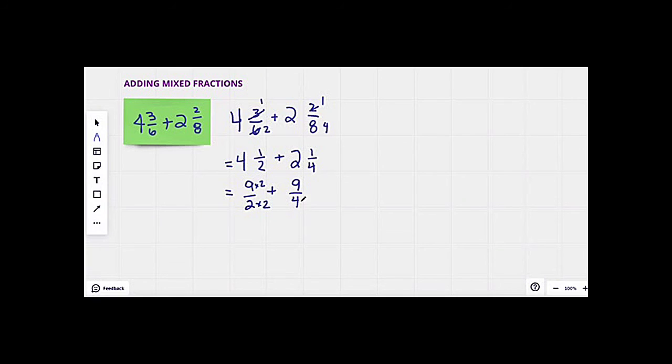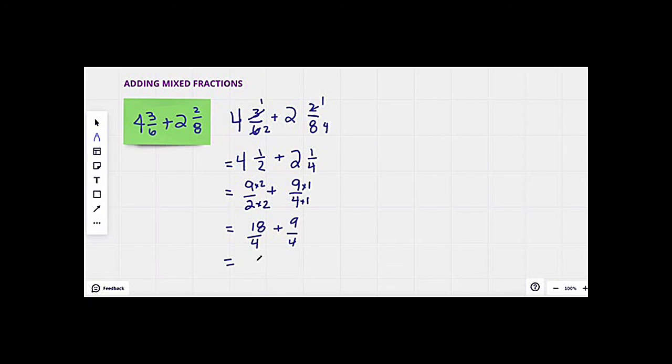Okay, now are we doing anything to this fraction? We really aren't. But if you feel better showing a multiplication, it would be a 1, because 4 times 1 is 4, and whatever we do to the bottom, we do to the top. So now let's write our new fraction. So 9 times 2 is 18, and 2 times 2 is 4, plus 9 times 1 is 9, and 4 times 1 is 4.